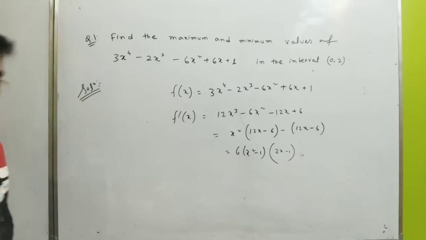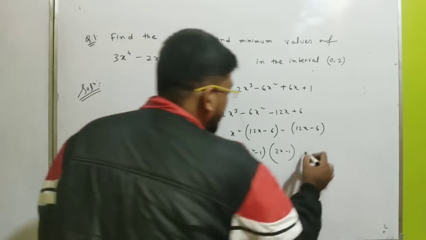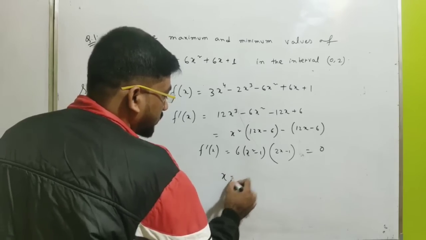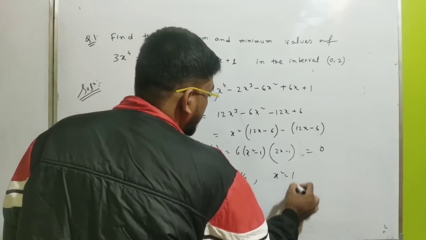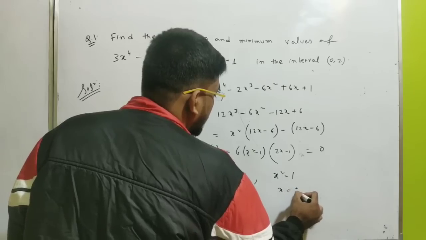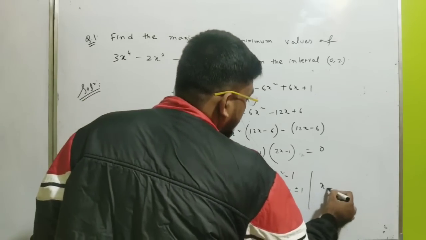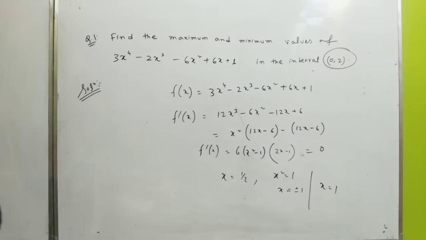Okay, so now if we put f prime x equal to 0, then x will have the value one half, and the other is x square equal to 1, so x is equal to plus minus 1. But we have to take only x equal to 1, because the interval is 0, 2, so the negative sign is not allowed. So x is equal to 1 and the other is x equal to half.